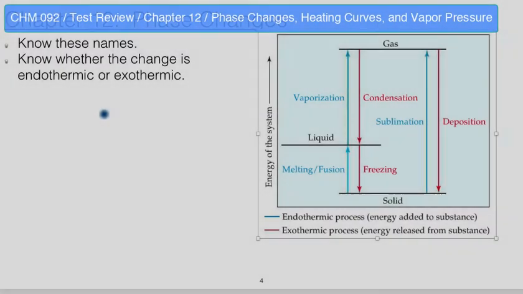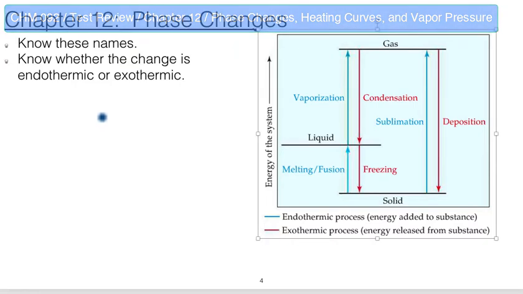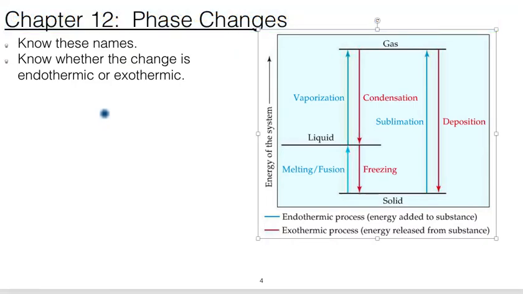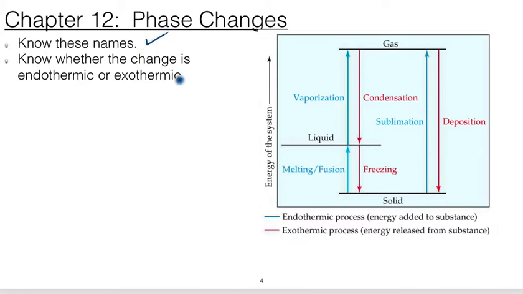In this second video for Chapter 12, I want to cover some topics that you saw on Mastering Chemistry problems, but I did not talk about in the lecture videos. The first one is the different types of phase changes that we see in the world around us. Note all these names over here. I'll talk more about endothermic and exothermic in just a second.